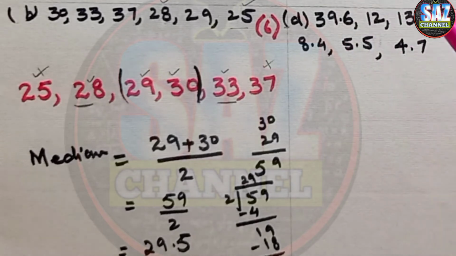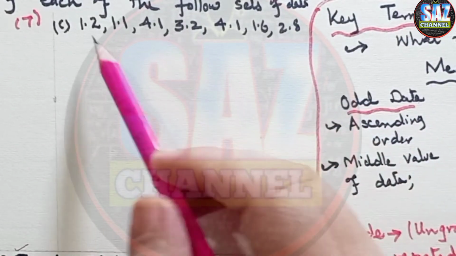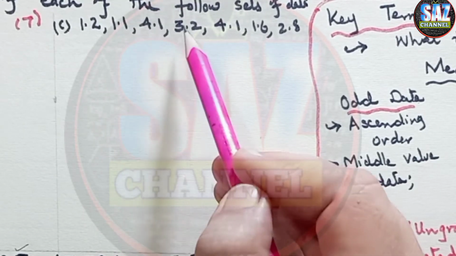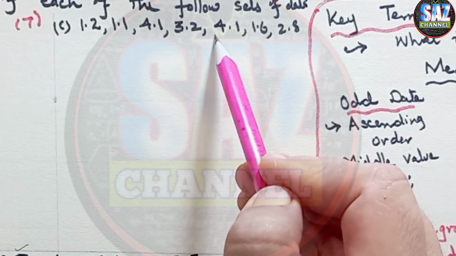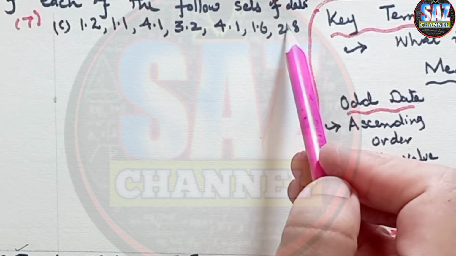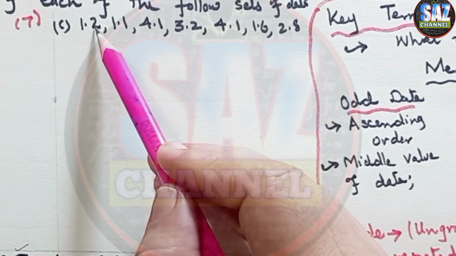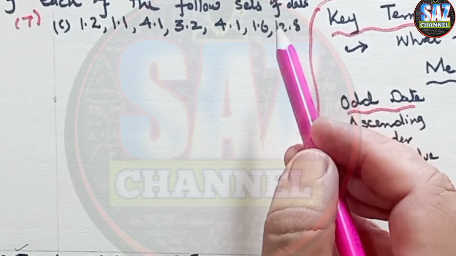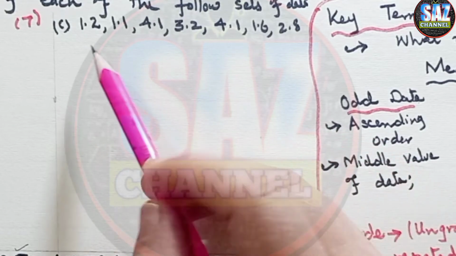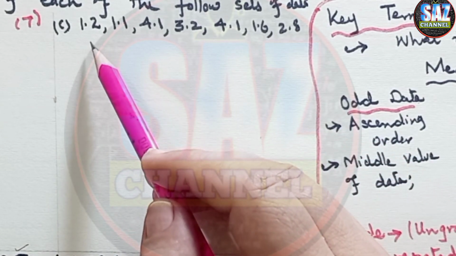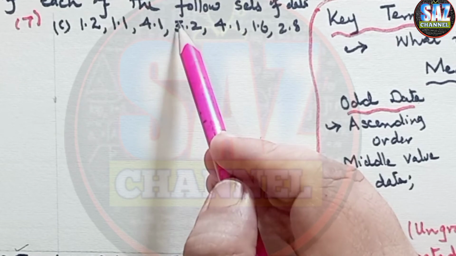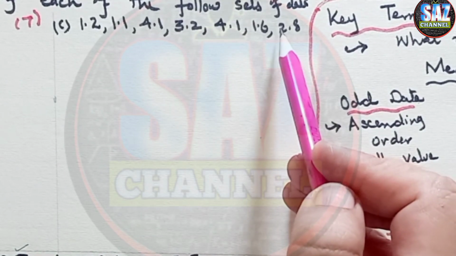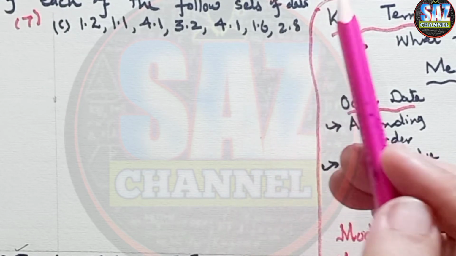And then in the next situation, the data which is given to us is having the entries 1.2, 1.1, 4.1, 3.2, 4.1, 1.6 and 2.8. Okay, how many observations? 1, 2, 3, 4, 5, 6 and 7 observations. And let me reconfirm this with the book. 1.2 is the first entry, then 1.1, then 4.1, then 3.2, then 4.1, 1.6 and 2.8. 1, 2, 3, 4, 5, 6 and 7.